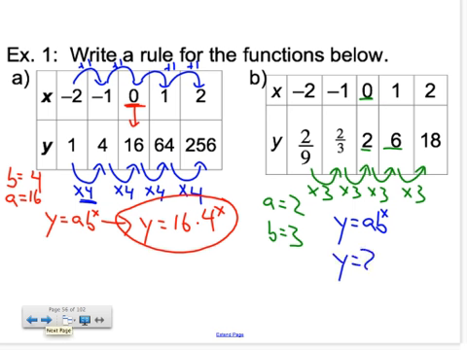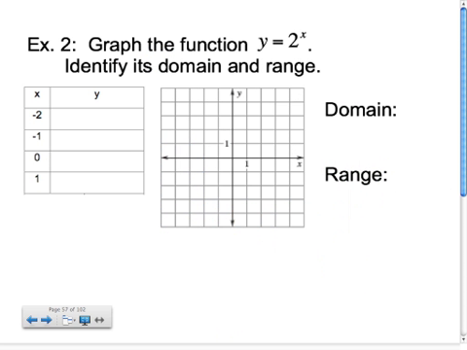So y equals 2 times 3 raised to the x power, and that would be my exponential function there, given that table. Okay, and so again, that's the first idea, being able to write an equation based on a table of values. The next thing I want you to be able to do after class tomorrow is graphing functions, graphing exponential functions.